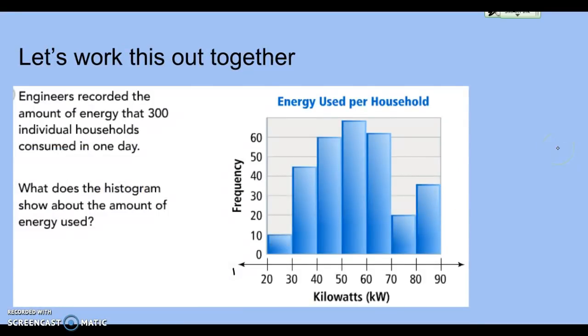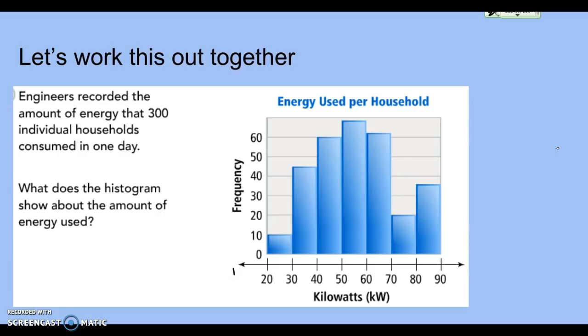All right, the same thing here. Engineers recorded the amount of energy that 300 individual households consumed in one day. What does the histogram show about the amount of energy used? All right, so look at your histogram. Across the bottom, it shows you your kilowatts. Up the side, it tells you the frequency.